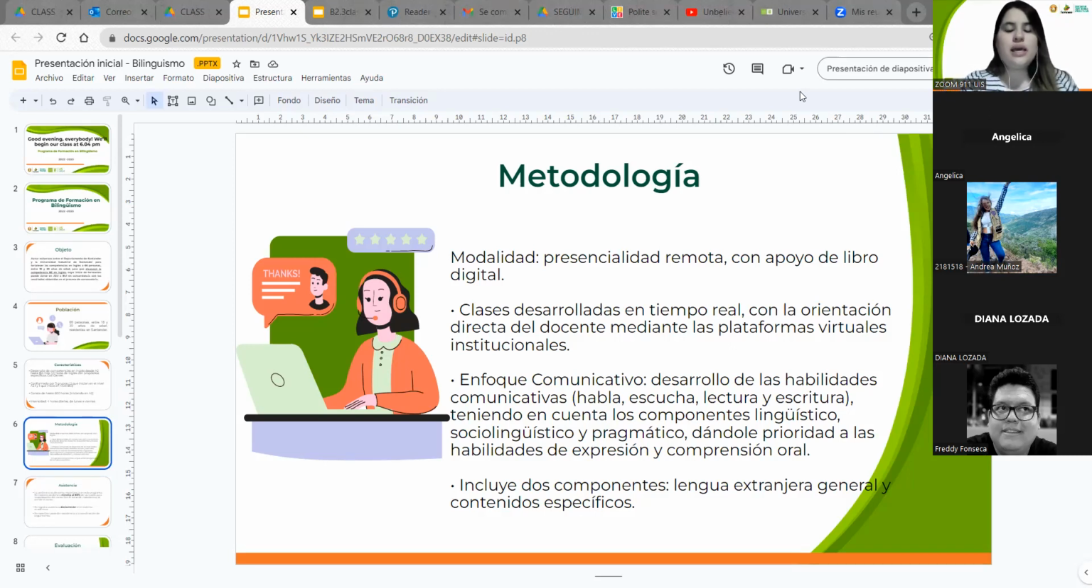Por esto, en casi todas las sesiones se dan estos espacios para que la interacción no solamente sea profesora-estudiante, sino que también se dé estudiantes-estudiantes. Entonces, siempre trato de brindarles estos espacios para que ustedes puedan poner en práctica todos los temas que estamos trabajando durante las sesiones con sus compañeros y además reforzar esta habilidad de habla. Incluye 2 componentes: lengua extranjera general y contenidos específicos de call center.